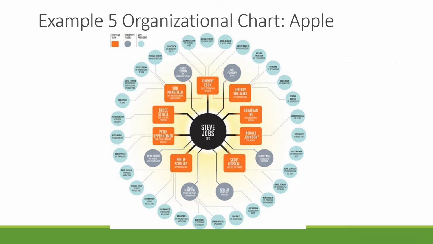Here's another example. This is Apple when Steve Jobs was alive and head of the organization, and you can see he's in the middle, and it's this interesting circular chart that isn't hierarchical as much. Perhaps the size of the shape reflects your role, since the middle CEO is obviously a very large circle.